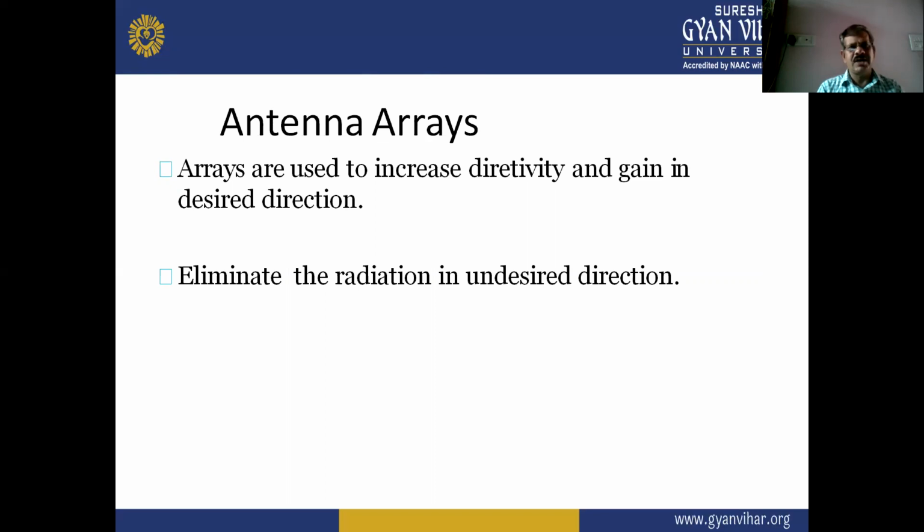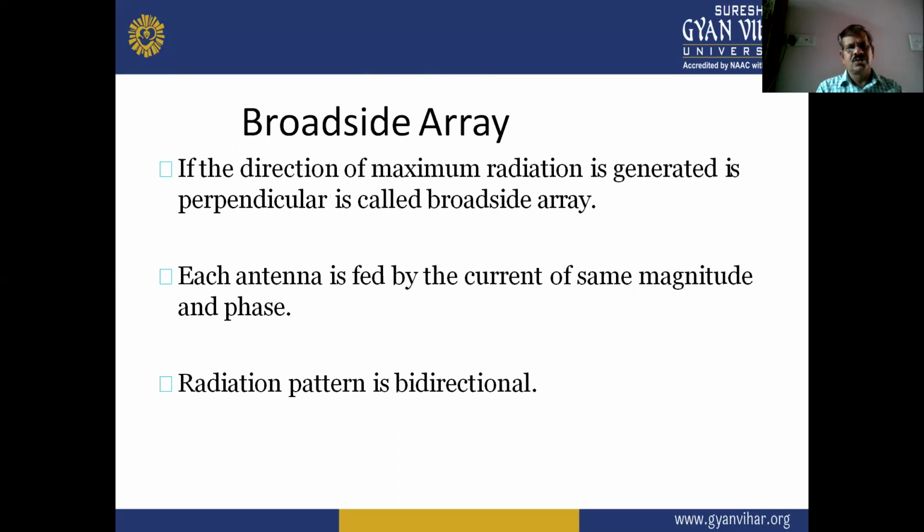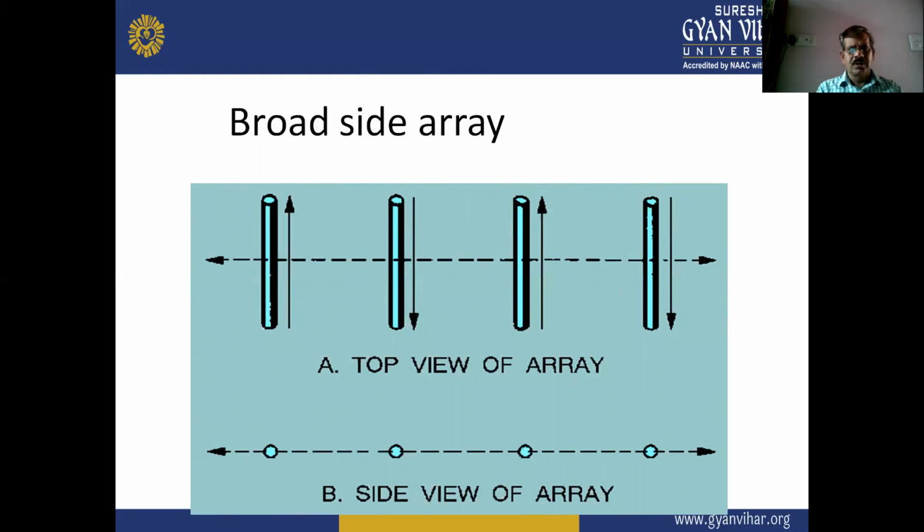Next, antenna arrays. What is the antenna array? Arrays are used to increase directivity and gain in desired directions and eliminate the radiation in undesired directions. So first is broadside array. If the direction of maximum radiation is perpendicular to the array axis, it is called broadside array. Each antenna is fed by current of the same magnitude and phase. So radiation pattern is bidirectional for the broadside array. This is the top view of the broadside array.